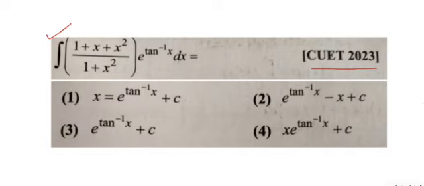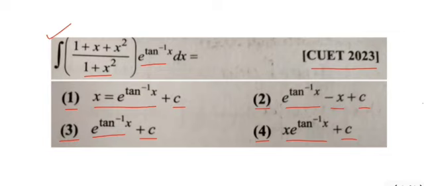Integral of (1 plus x square) over (1 plus x square) times e to the power of tan inverse of x dx is equal to. The options are given as: first, x e power tan inverse of x plus c. Second option is e power tan inverse of x minus x plus c. Third option is e power tan inverse of x plus c. Fourth option is x e power tan inverse of x plus c.